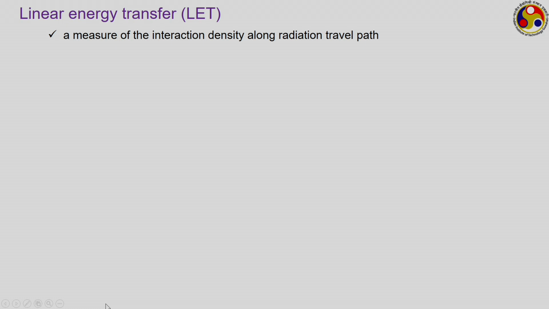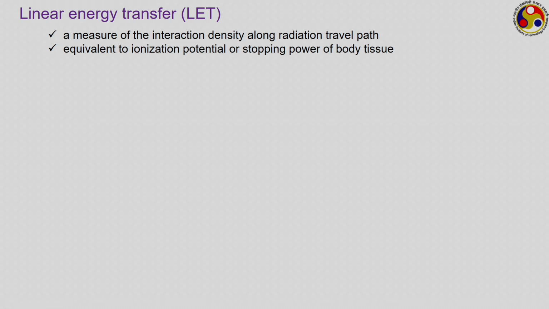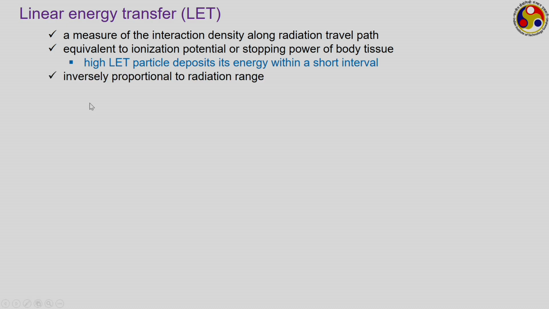And there we define one final term, that is called linear energy transfer, LET. Linear energy transfer is a measure of the interaction density along the radiation travel path, meaning as the radiation is traveling, how much interaction it can have with the surrounding medium. It is equivalent to the ionization potential or stopping power of body tissue. A high LET particle deposits energy within a short interval of time, whereas a low LET particle requires larger travel or longer time to lose its entire energy.